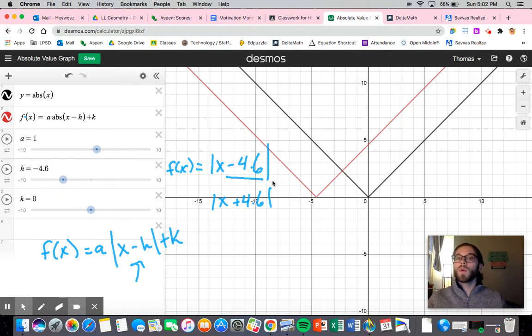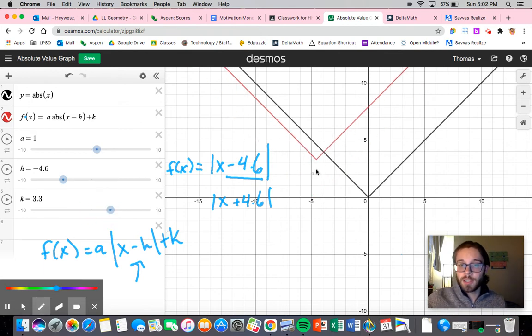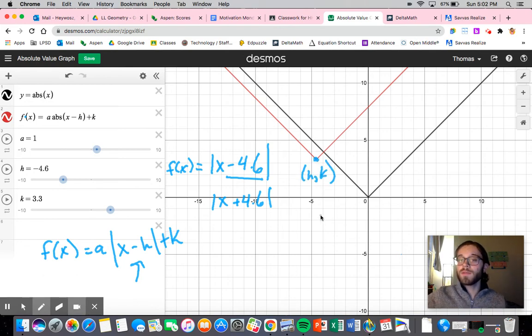Right? So when you have a plus on the inside, you actually go to the left. And when you have a negative on the inside, you go to the right. Okay? So that is just something to be careful of going forward. But ultimately, what does that mean? Well, that means if I shift both h and k, my vertex now is just going to be my new coordinate (h, k). All right? So the vertex of an absolute value function will always be (h, k).